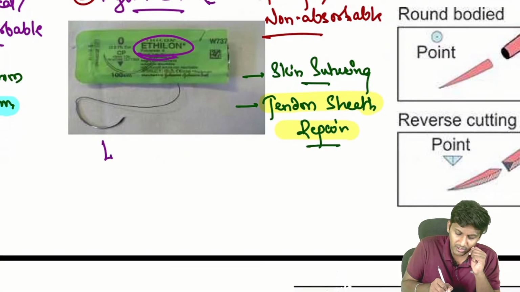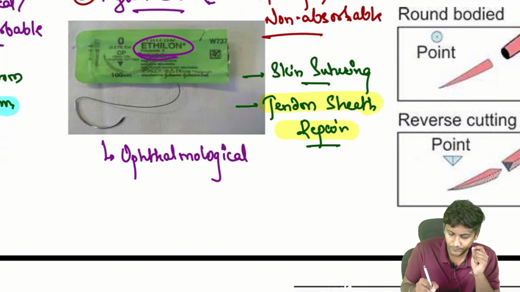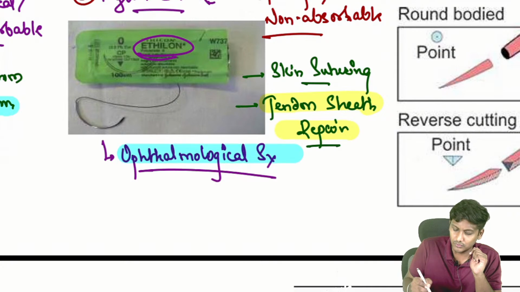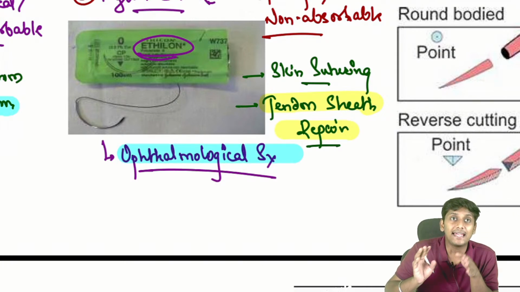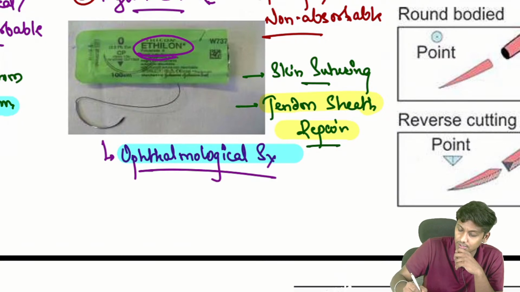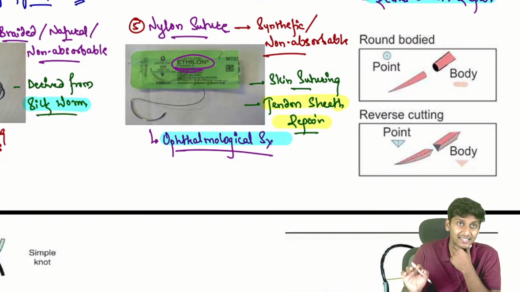And last, which has been a previous year question also, it is used for ophtha surgeries. For ophthalmological surgeries, we need nylon sutures. But which ones? The 10-0, 11-0. So fine nylon is generally used for taking the sutures in an ophtha surgery, cataract surgery and so on. We generally use this nylon suture itself, but very fine, very thin.